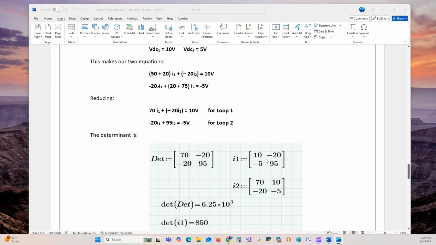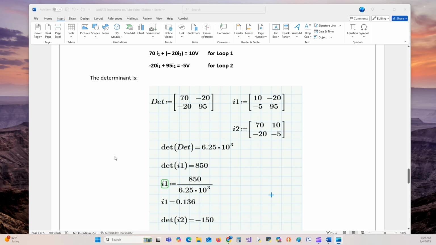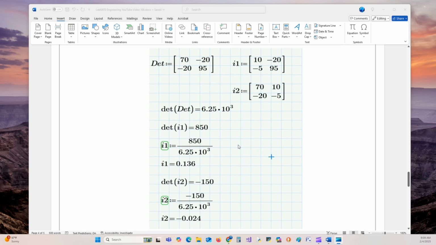We're using determinants. We're going to use PTC Mathcad. Here I did the math already. After this, we'll use PTC Mathcad, and I will show you how to do this with the software itself.